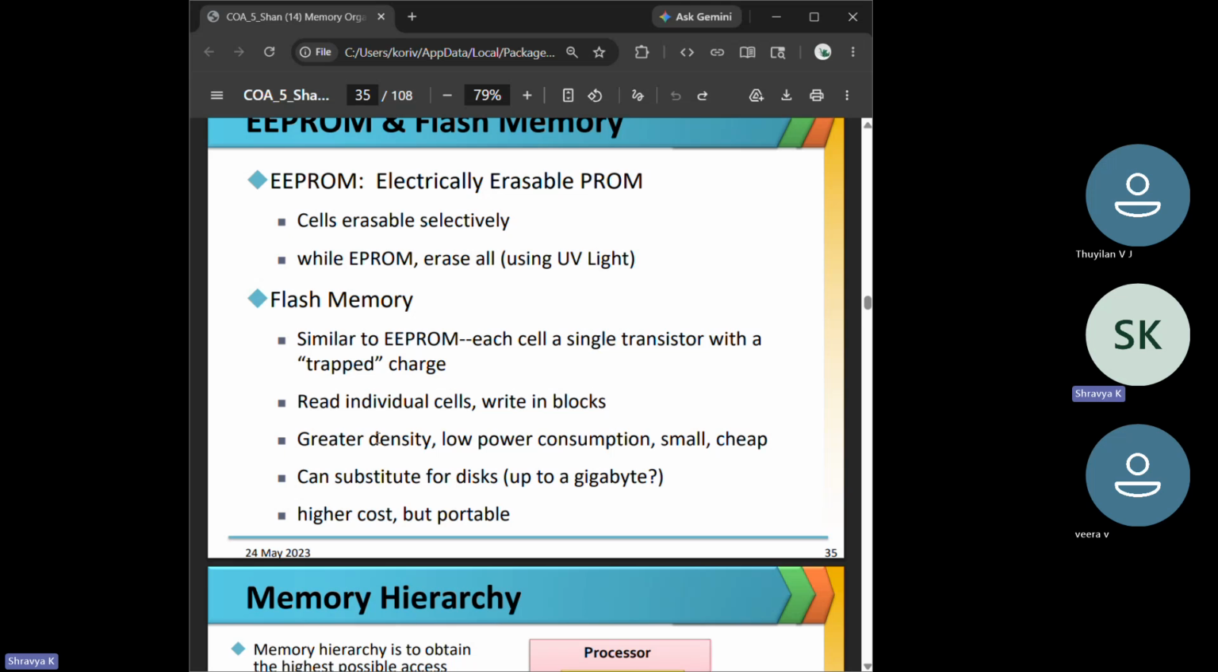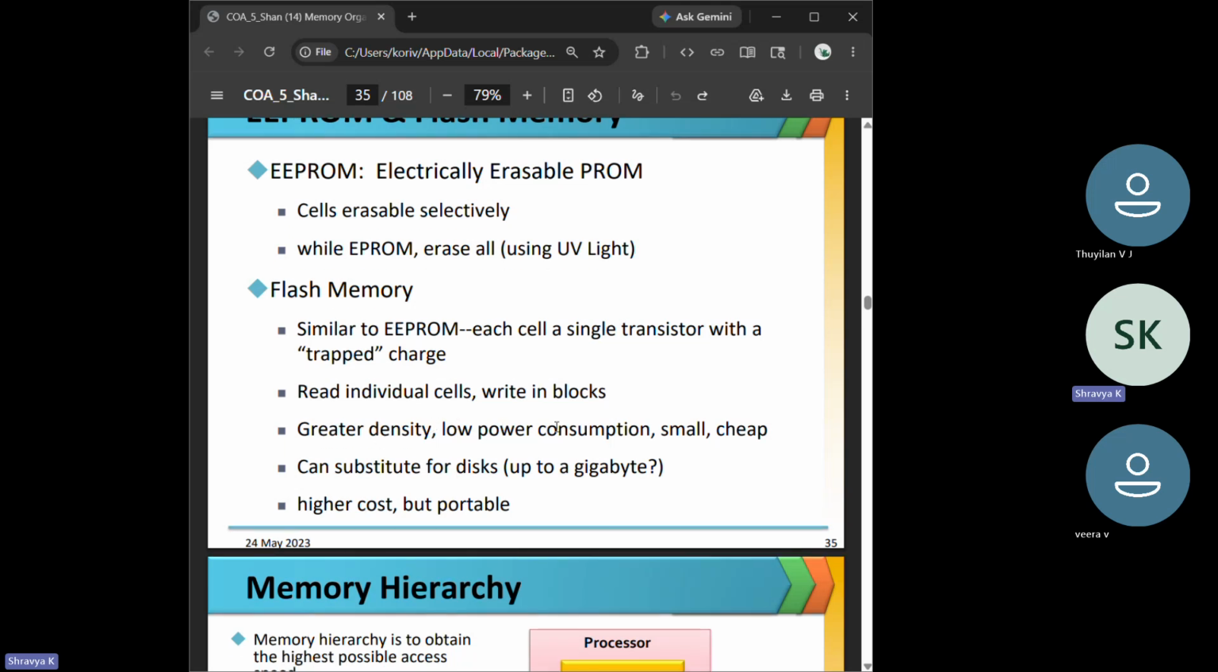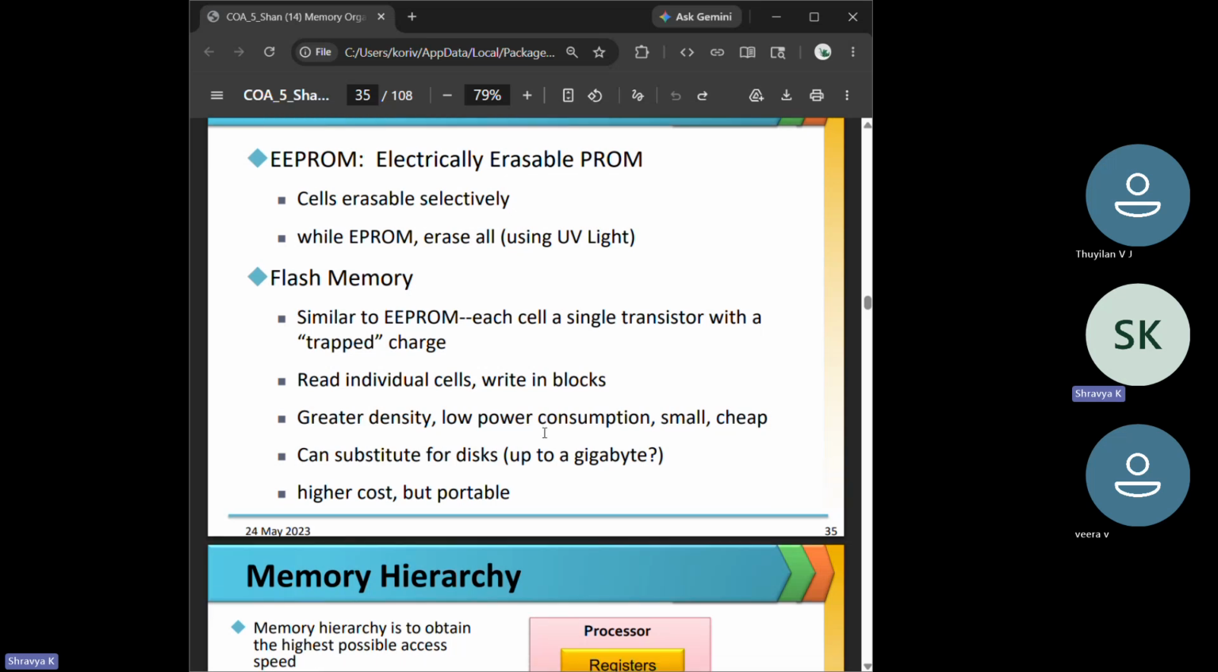Moving on, it has greater density and lower power consumption. It is smaller and it is cheaper, right? So it has most of the criteria that give it a higher advantage, right? So it can be a substitute for disks, and it can go way beyond a gigabyte too, right? So it has a higher cost, but it is portable, right?